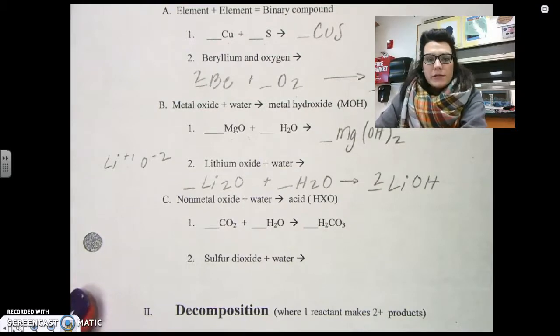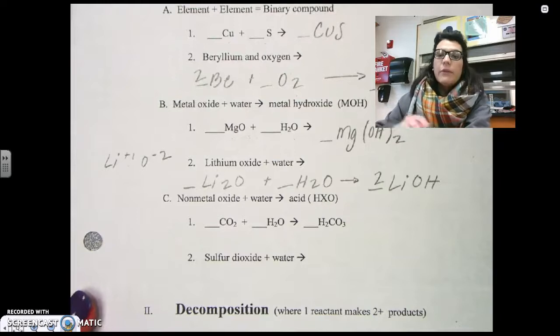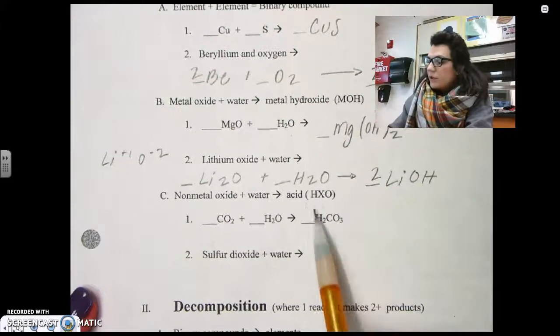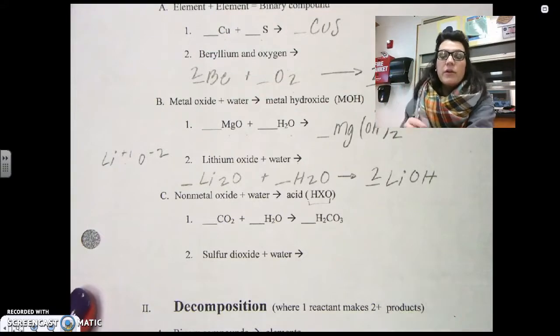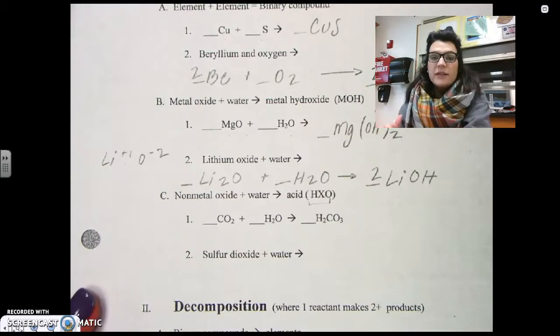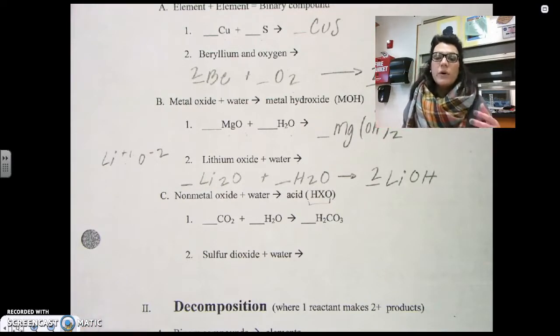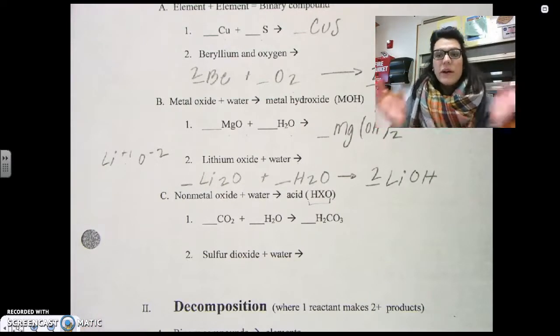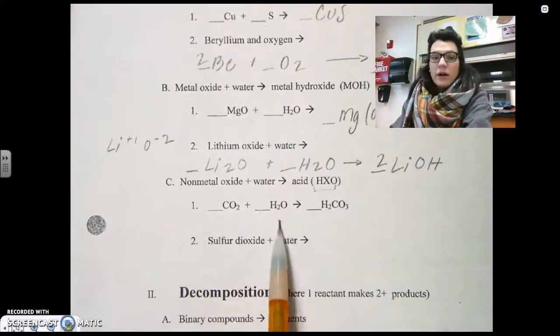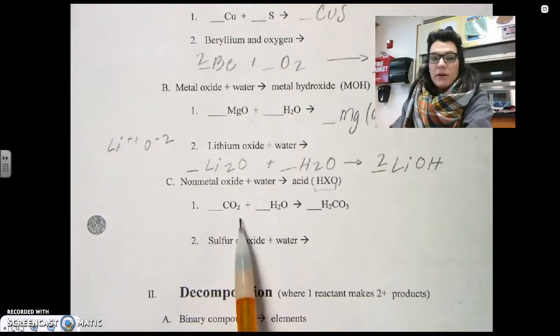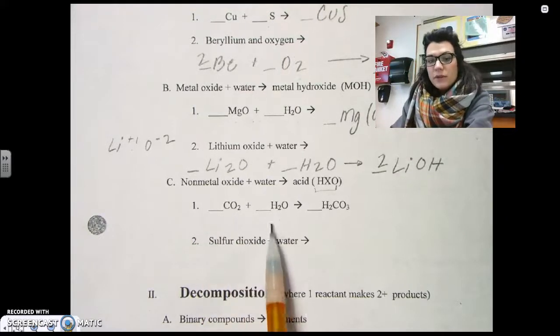Last type of synthesis reaction is a non-metal oxide and water, and we make an acid, and the formula looks like this. Hydrogen's going to be up front. The non-metal, which is X, is going to go in the middle, and then oxygen is going to go last. And we literally count how much of each one of those things we have and put them together. So for example, carbon dioxide and water. So C is a non-metal attached to oxygen plus water.